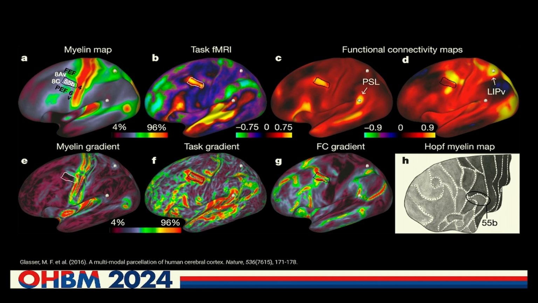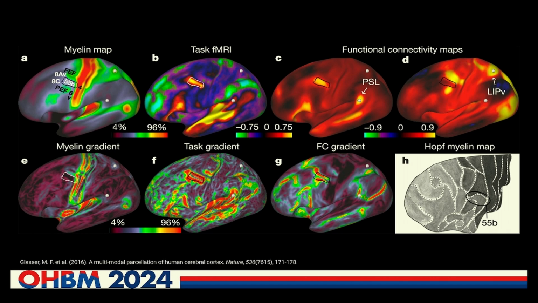And so what I've shown here is an example that my lab will be familiar with, and Matt's lab as well, which is area 55B. It's this very small area just immediately anterior to the primary motor cortex. And it's a very good example of how to define a cortical area using multiple different modalities. In this myelin map, we can see that area 55B has relatively low intracortical myelination compared to its adjacent cortical areas.